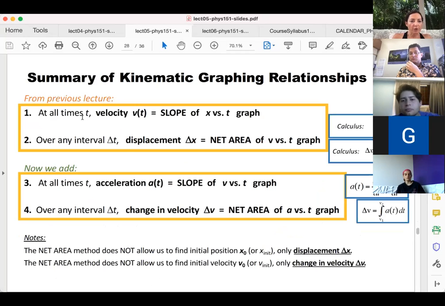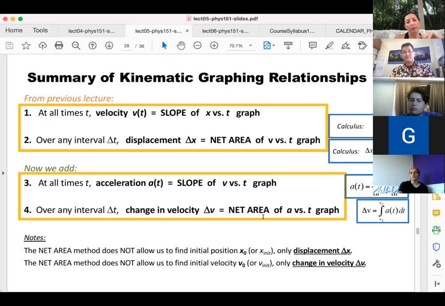So again, from the previous lecture, we see that velocity, v = dx/dt, is the slope in the x versus t graph, and the displacement, delta x, is the net area of the v versus t graph. And here we are saying that acceleration is the slope of the v versus t graph. So it is the same concept, while the change in velocity, delta v, is equal to the net area of the a versus t graph.